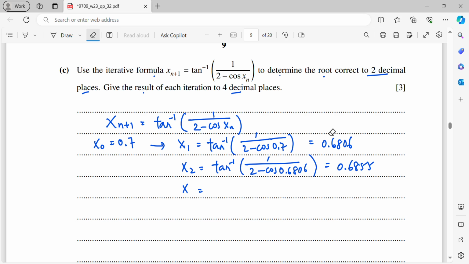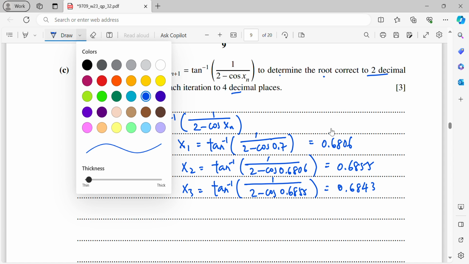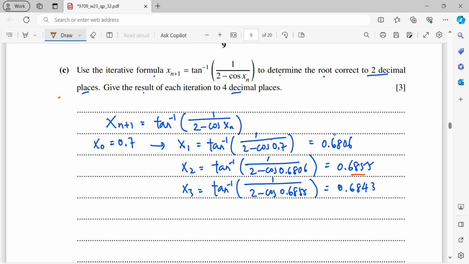So x3 is inverse tangent of 1 over 2 minus cos 0.6855. And again, this value in radians will be 0.6843. So when you compare, 0.685, 0.684, normally I will just check on the 2 decimal places. Here also 0.68. But then when you look at just 2 decimal places here, you will have a doubt. You see here 68, this is 68, this is 68.